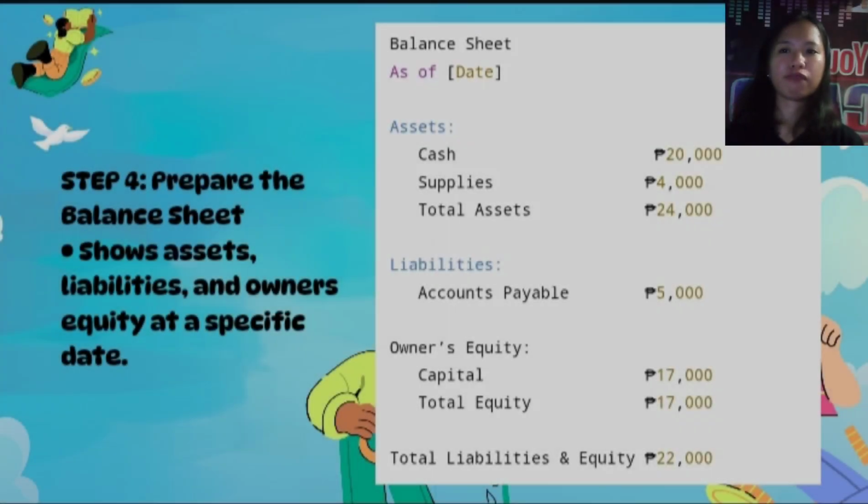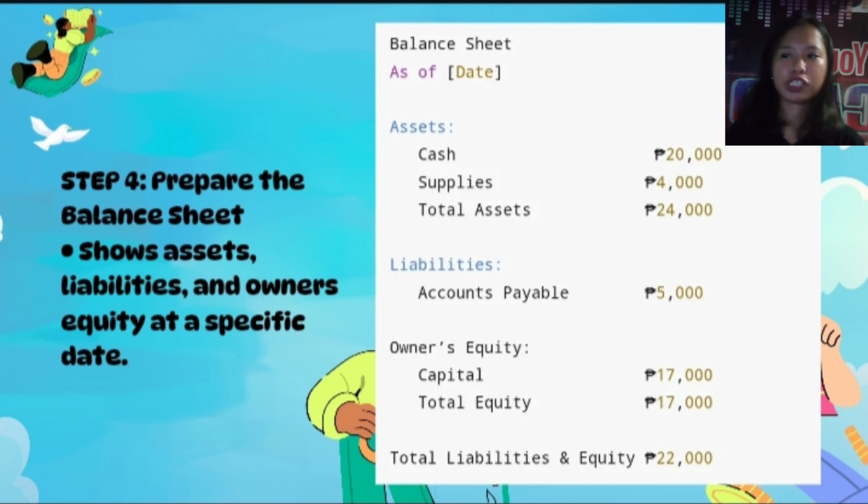So, next is step 4, which is prepare the balance sheet. Show assets, liabilities, and owner's equity at a specific date. So, this shows a snapshot of your business. It shows what you own, assets, and what you owe, liabilities. Then how much the owner owns in the business, equity. So example, assets, what you own, is cash 20,000, then supplies is 4,000.